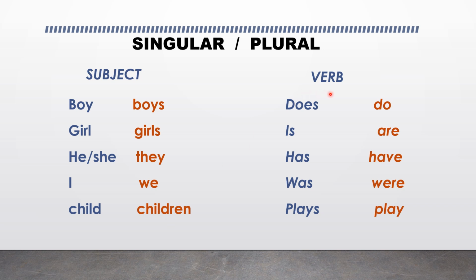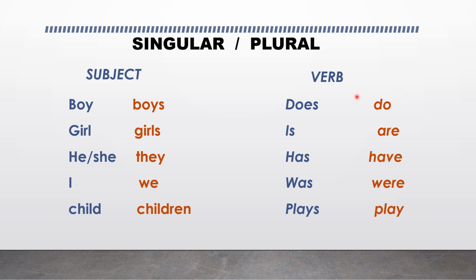Now let us come to the verb. Verb does. Does is singular. Do is plural. So here you have to put some attention. थोड़ा ध्यान दीजिए. When boy without s, boy is singular, but with s verb is singular. So ये थोड़ा सा different rule है.